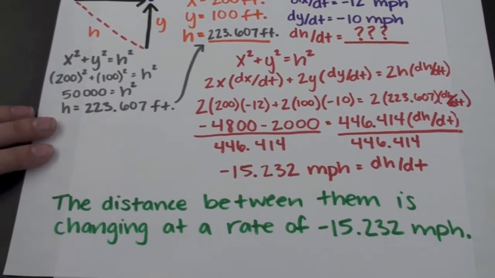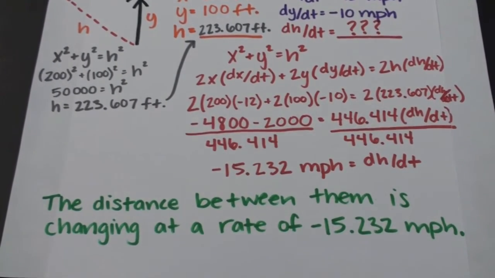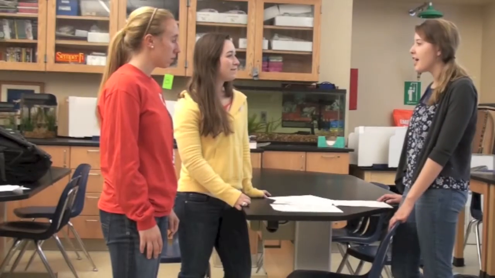Therefore, the distance between the school of fish and the bull shark is changing at a rate of negative 15.232 miles per hour. Good job. Thanks.